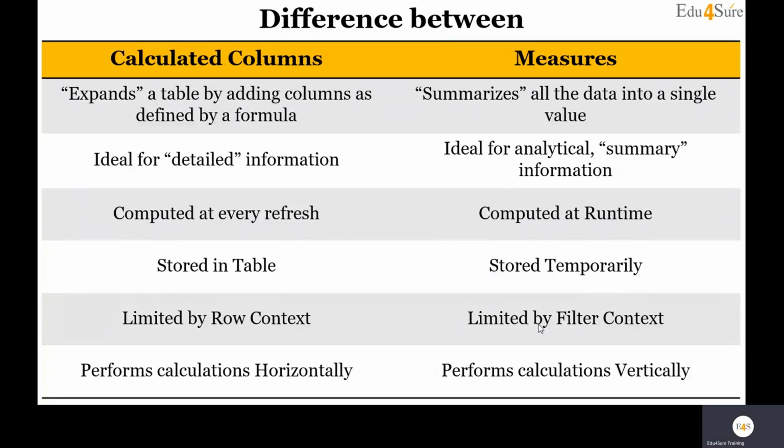Calculated columns are limited by row context, and measures are limited by filter context. This difference is based on one point, that calculated columns are horizontal and measures are vertical. Last difference: calculated columns perform calculations horizontally, which I already covered, and measures perform calculations vertically. So these are the basic differences between calculated columns and measures.